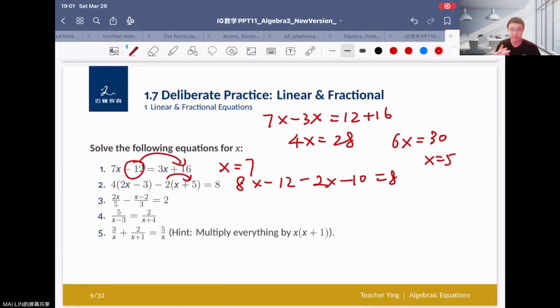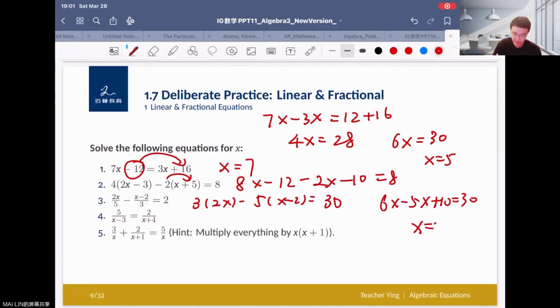And for the third problem, you can first multiply by 15 on the bottom side. So it's 3 times (2x minus 5) times (x minus 2) equals 15 times 2 is 30, right? So it's 6x minus 5x plus 10 equals 30. So you can find that the value is x equals 20, right? That is the third problem.